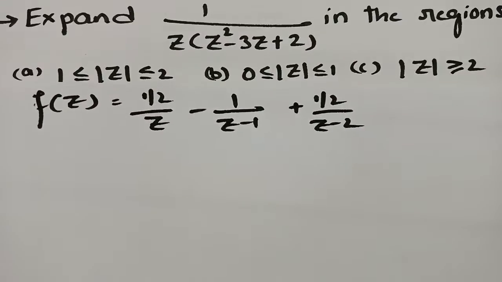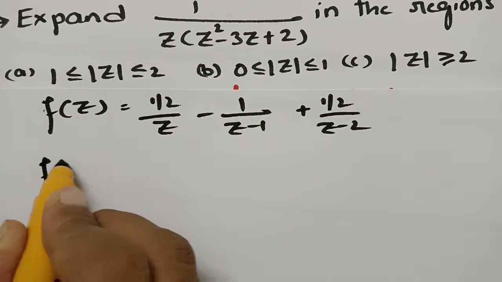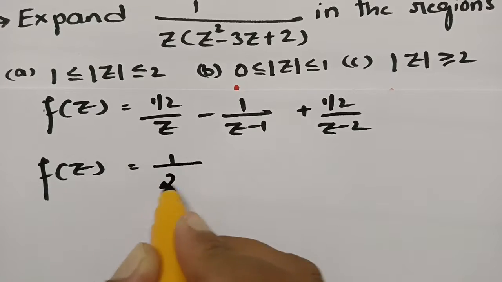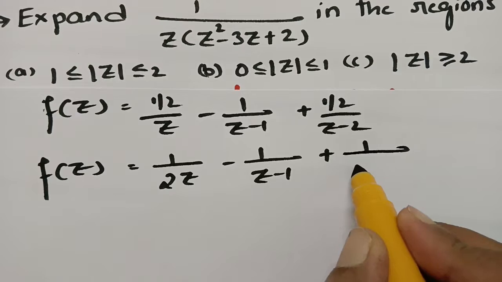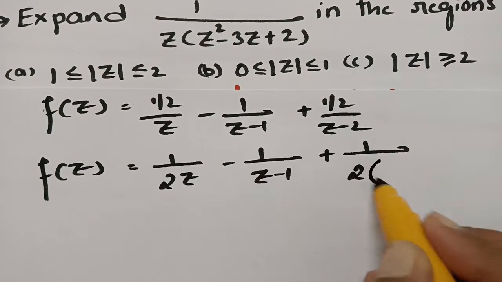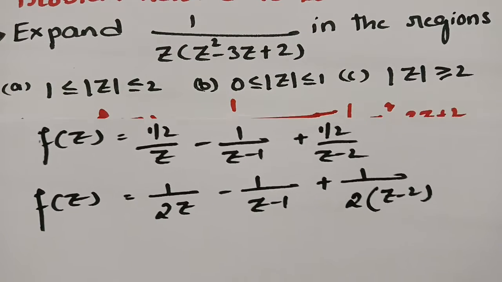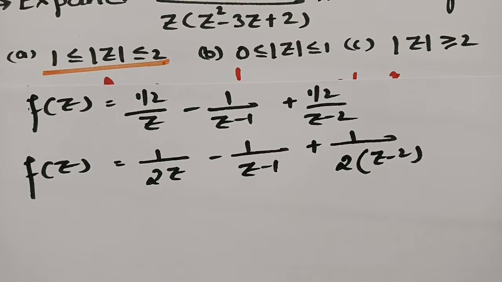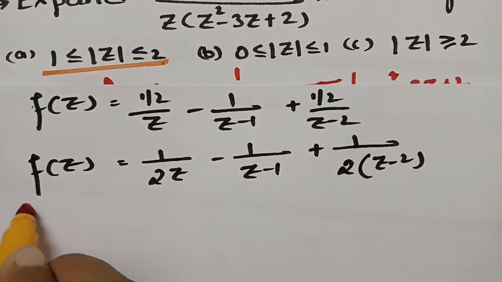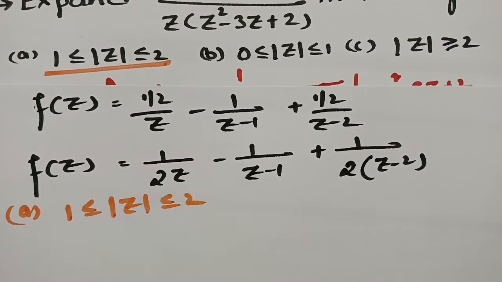Clear? And now our f of z value is ready here. So f of z is equal to 1 by 2z minus 1 by z minus 1 plus 1 by 2 times z minus 2. And the first case here is, what is the first case? That is 1 less than or equal to mod z less than or equal to 2. So case 1 here is 1 less than or equal to mod z less than or equal to 2.